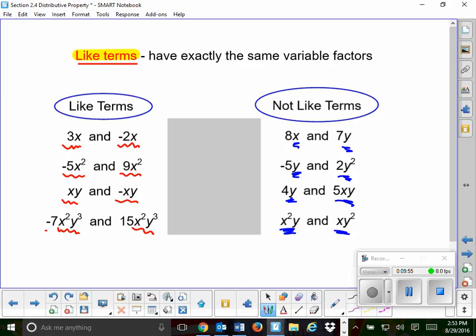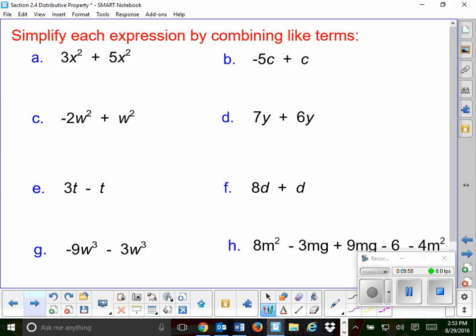So to finish off your notes, I would love for you to work on these examples, and we'll go over them when you come back in class. That's where you're going to be combining these like terms. I'll do the first one for you. If I have 3x squareds and 5x squareds, to add them together, you get 8x squareds. It's how many of those do you have? So go ahead and finish this, and we'll talk about it tomorrow.